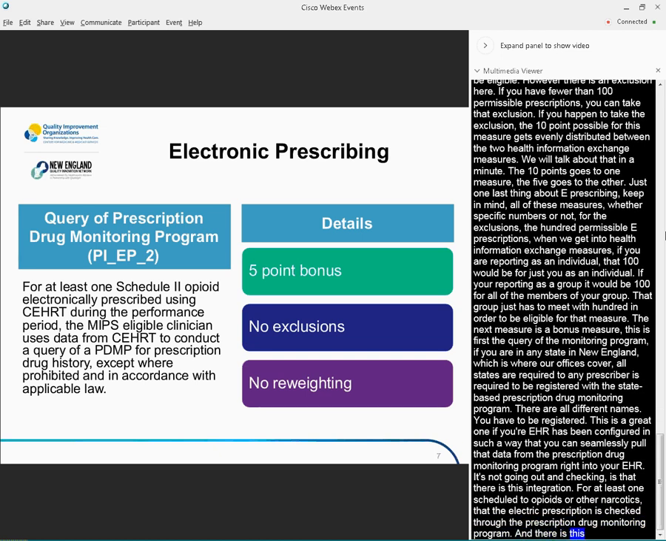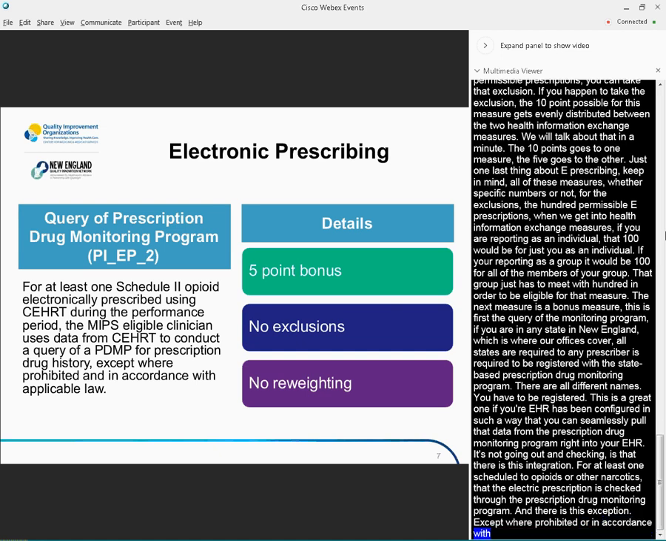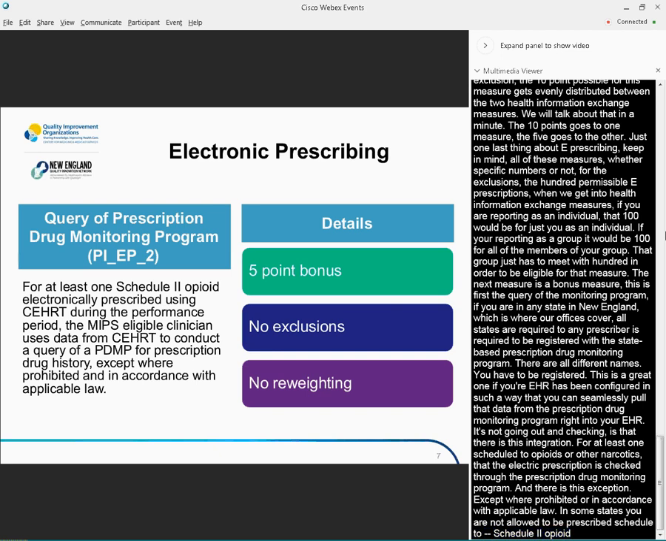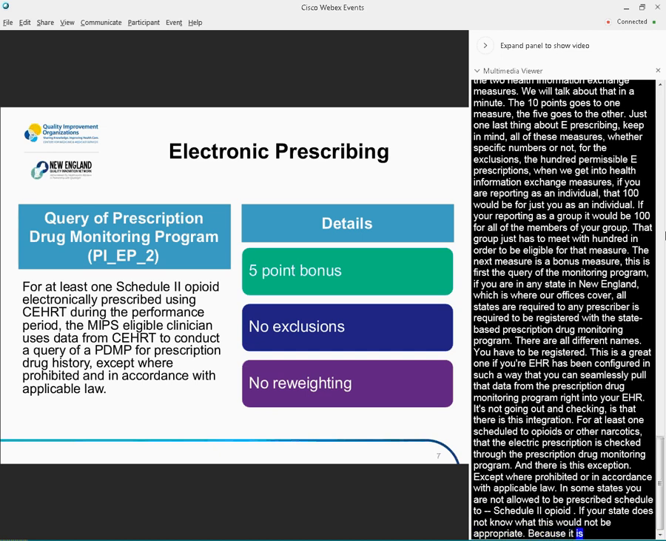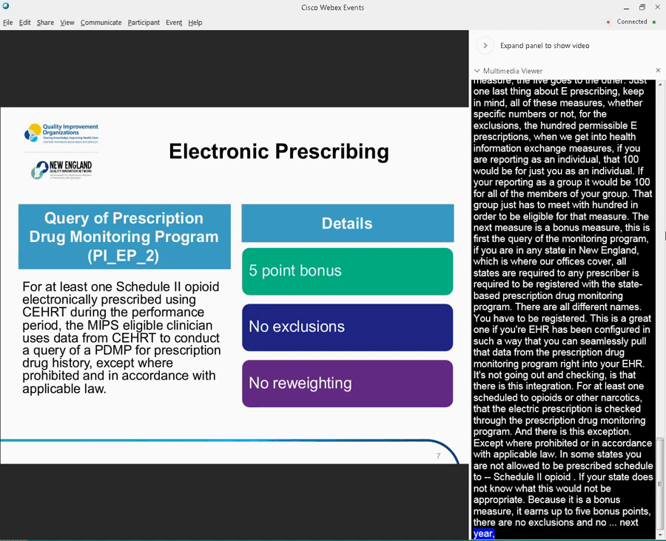So in some states, you are not allowed to actually e-prescribe Schedule II narcotics. So if your state doesn't allow it, obviously this wouldn't be a measure appropriate for you. Because it is a bonus measure, it earns up to 5 bonus points. There are no exclusions and no reweighting. There is talk in terms of the final rule and future years of rulemaking for the Quality Payment Program and MIPS program in particular, that next year, so in the 2020 performance year, this measure and the measure I'll talk about in just a moment will actually be required.